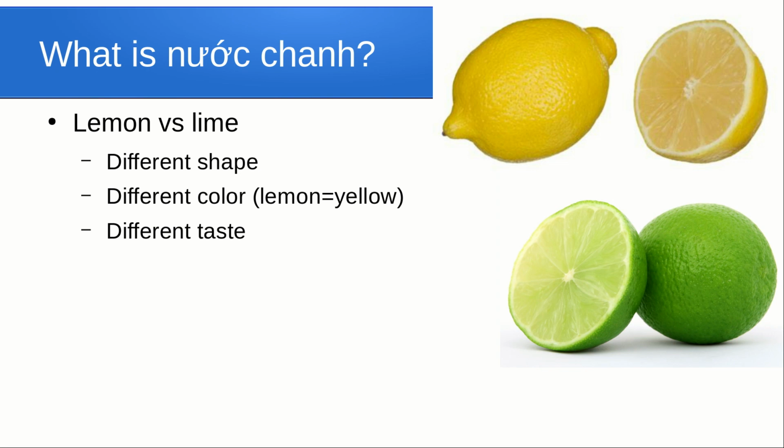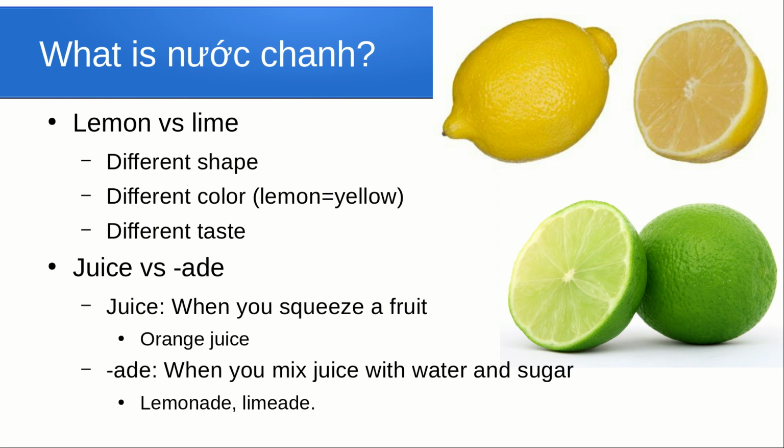But you can look and you can see that the lemon is yellow and the lime is green, and you know that a chanh is green because it's a lime. So we cannot say lemon juice when it comes from a lime. Now, at this point, many students will say, then it's lime juice, but it's not juice either, because there's juice and then there's aid. Juice is what you get when you squeeze a fruit.